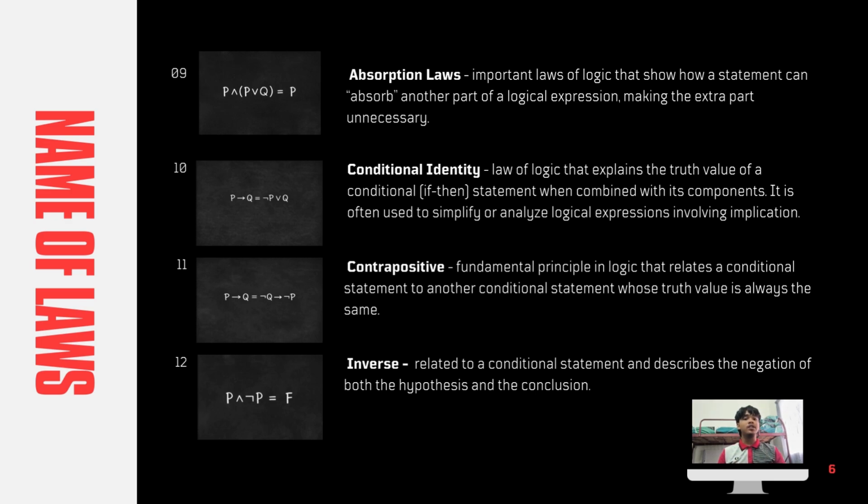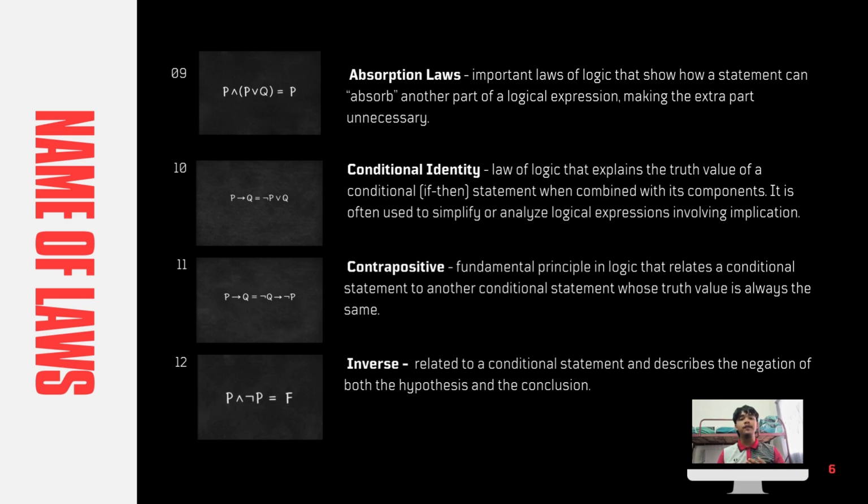Then, the conditional identity. This relates to implication. P implies Q is logically equivalent to not P or Q. This form is useful when converting conditional statements into simpler OR statements. After that, the contrapositive. The contrapositive of a statement is always logically equivalent to the original. If P implies Q, then the contrapositive is not Q implies not P. Example, if it rains, the ground is wet.